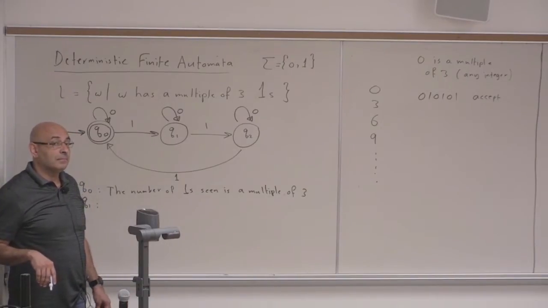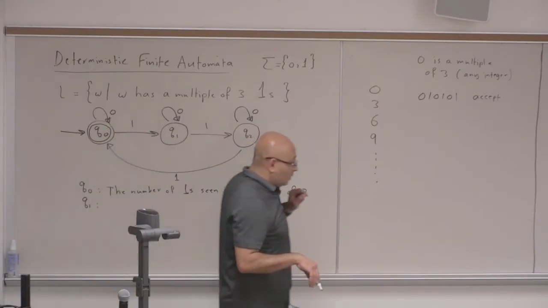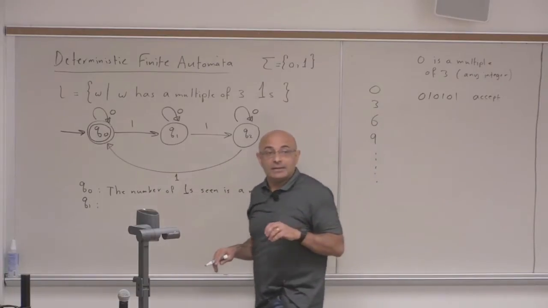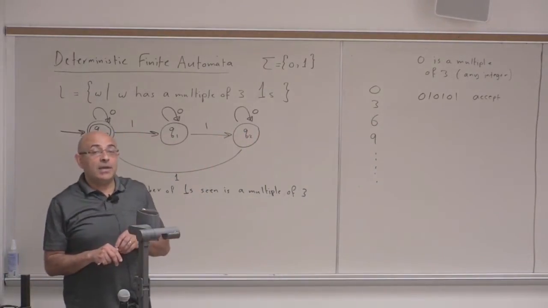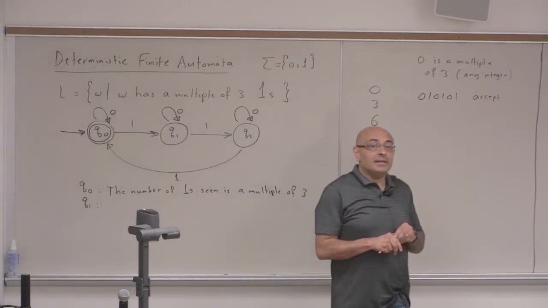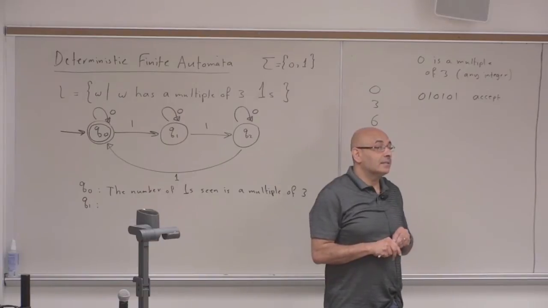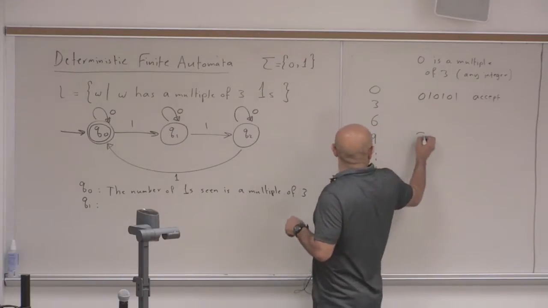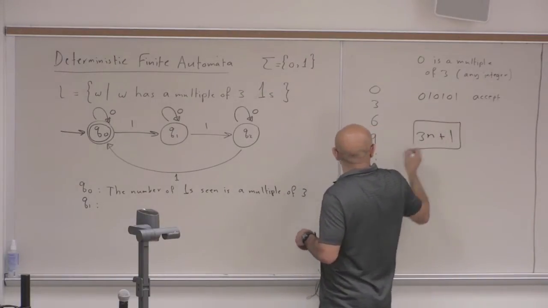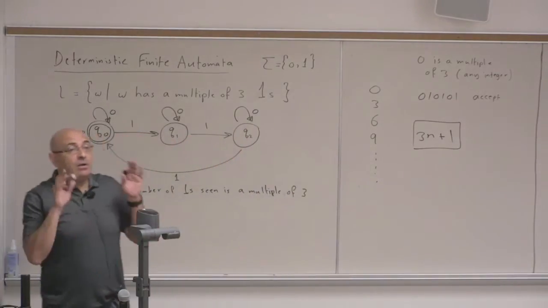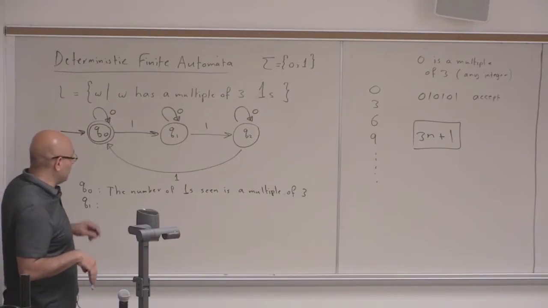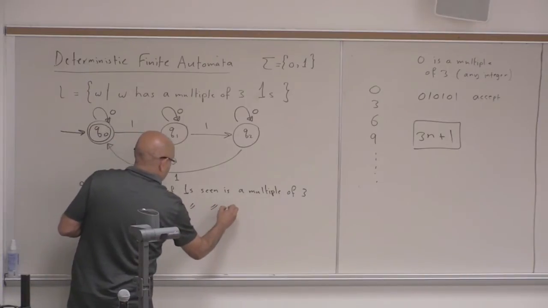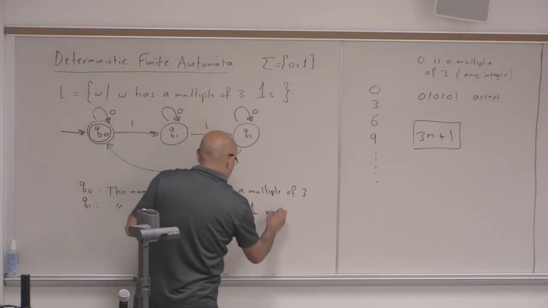Q1 is 1 more than a multiple of 3. Okay, the number of 1s is 1 more than a multiple of 3. And what's a more mathematical way of stating this? It's 3n plus 1, where n is 0 or positive. So the number of 1s is 3n plus 1, which means the number of 1s is 1 mod 3, modulo 3. So this is modulo arithmetic, right? So the number of 1s seen is 1 mod 3.